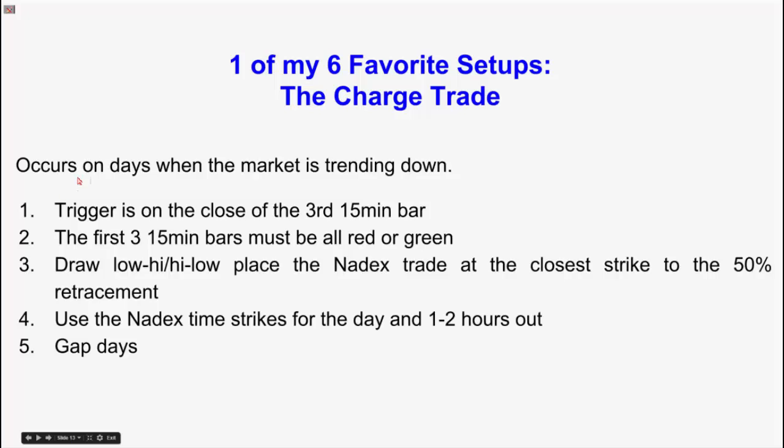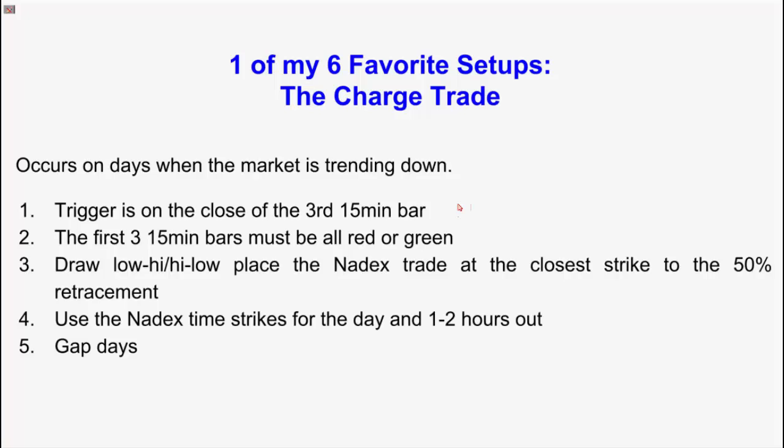This is a trade that occurs on days when the market is going to be trending down or up, actually. So we'll go over this, but the trigger is on the close of the third 15-minute bar. So this is when I said all you need is 45 minutes of data to determine whether or not this trade is going to set up. There's going to be 2 criteria you're going to be looking for. One is a gap. It can gap up or it can gap down.